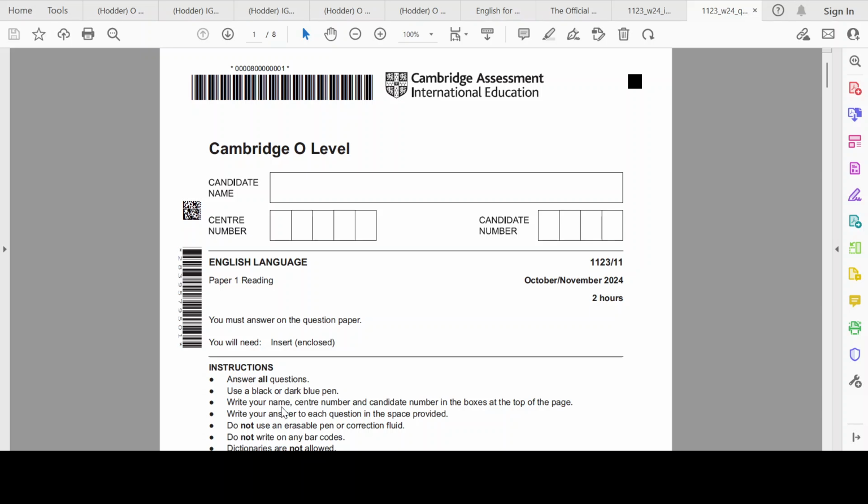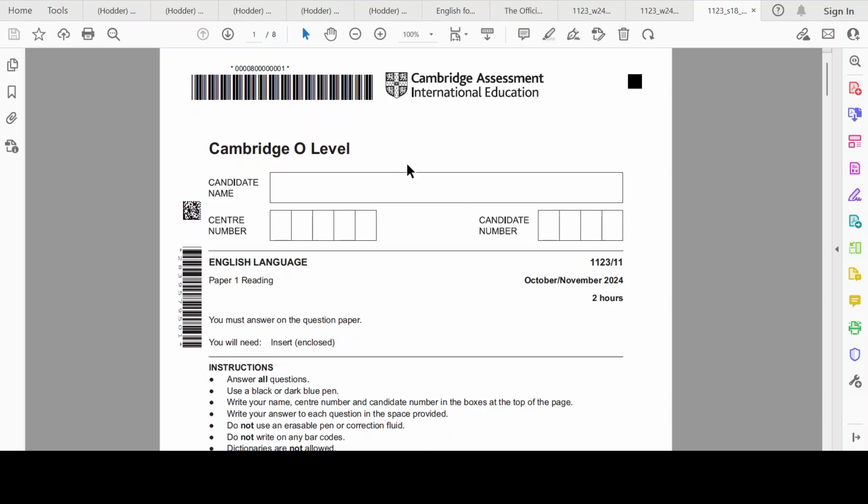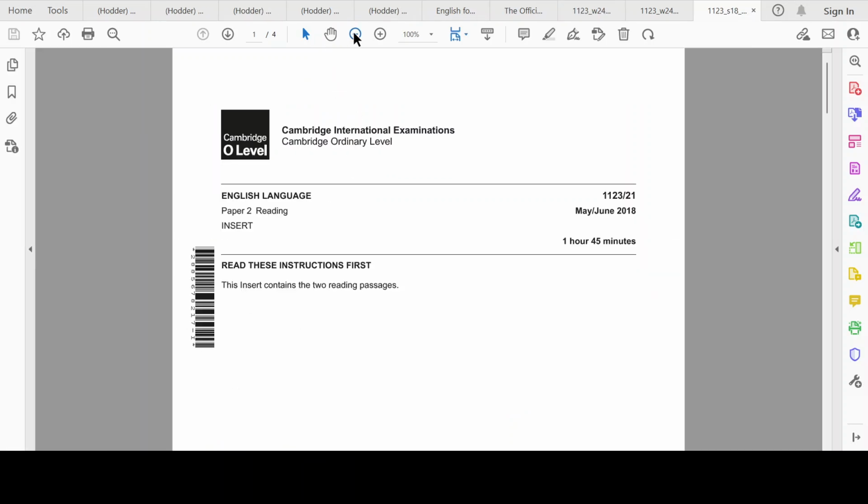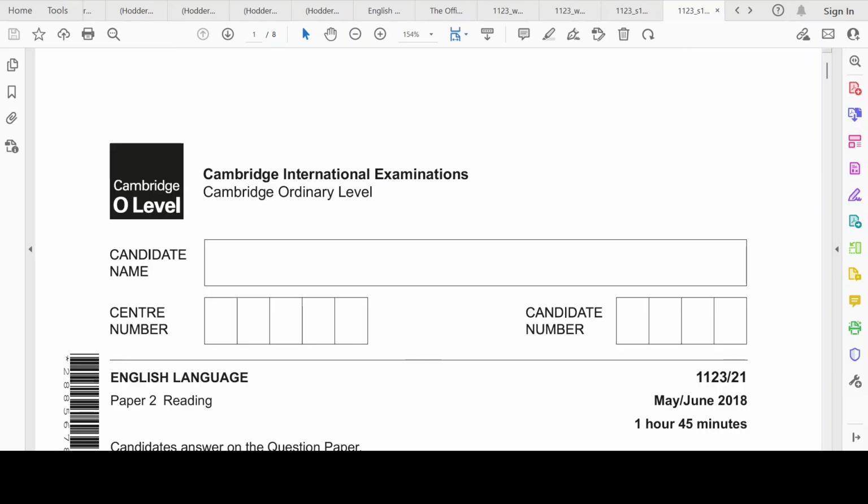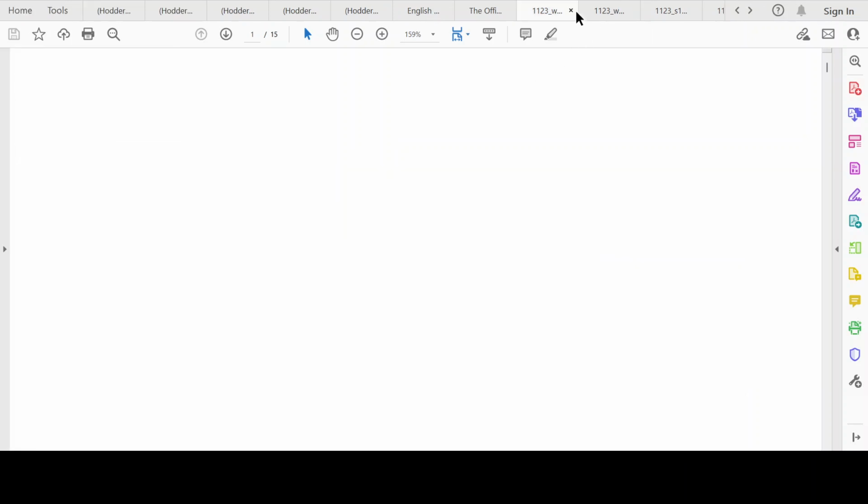But for example, if I open up something, let's say June 2018, and insert, right? So back then, the reading paper used to be paper 2. Right now, it's paper 1. It used to be paper 2. So you've got that and the question paper, so QP21, and the mark scheme, obviously. Okay, so let's take a look at this.